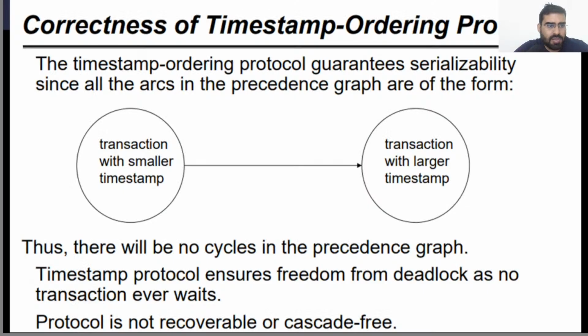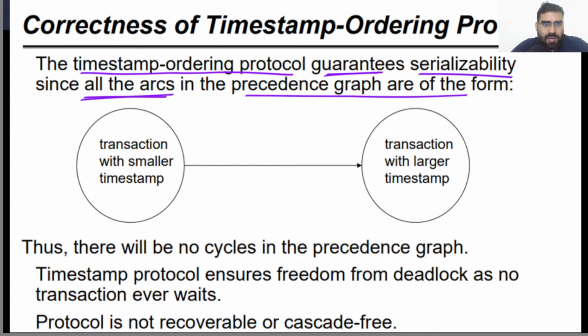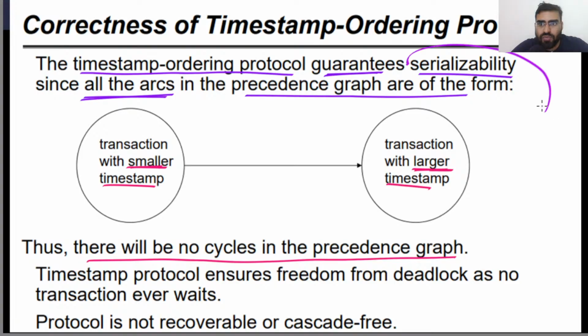Very simple. This is the complete summary. The timestamp ordering protocol guarantees conflict serializability, because all the arcs in the precedence graph go from a transaction with smaller timestamp to a transaction with larger timestamp. So there is no cycle in the precedence graph, and conflict serializability is guaranteed.